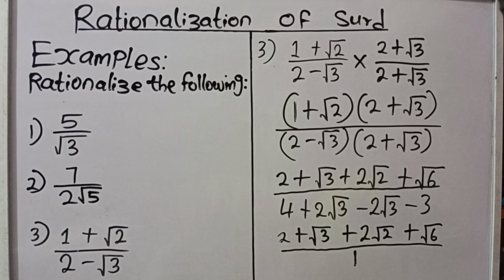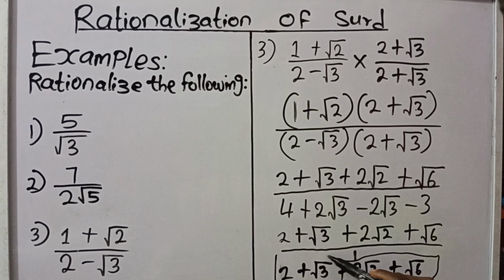So when you now have this expression, 2 plus root 3 plus 2 root 2 plus root 6 divided by 1 will give us exactly what we have here, which is what? Please let me use a different marker. The final answer will be 2 plus root 3 plus 2 root 2 plus root 6, because we can't bring them together any longer. They are not like roots, so they're not going to come together. So this is the solution to this particular question.